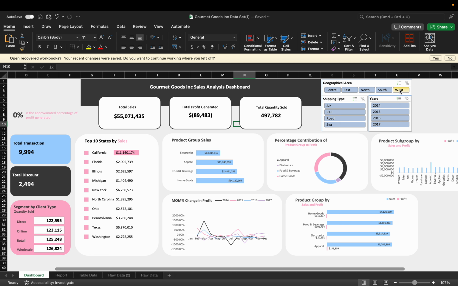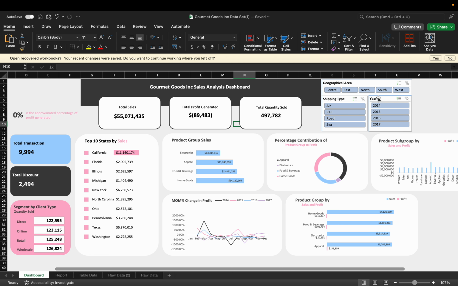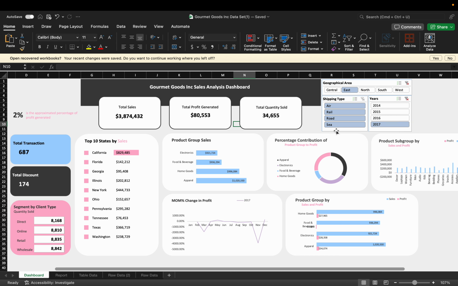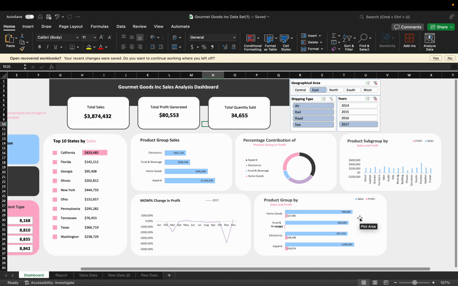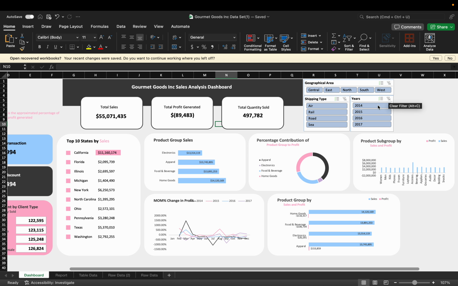If we do it for west, we see what that value is. Then if I'm looking at, let's say, the east and the west, I can only do one, east, and then for 2017 and all of the shipping types, then we can start to see what the different metrics are telling us, and answer questions based on the business need and so on and so forth.